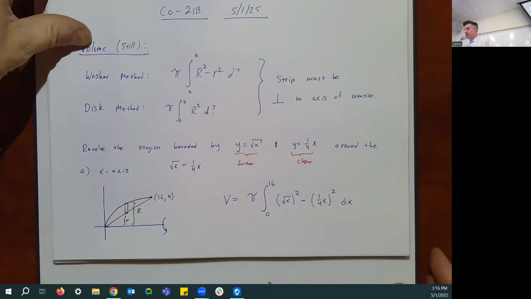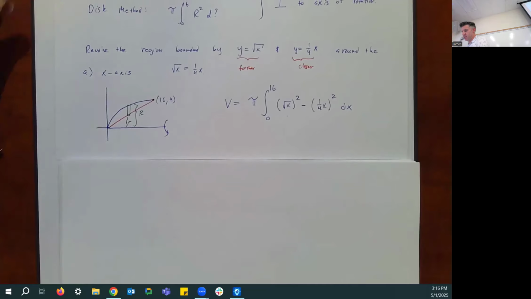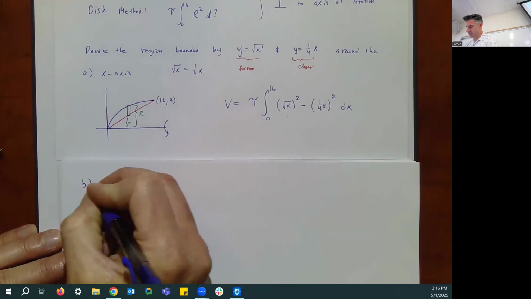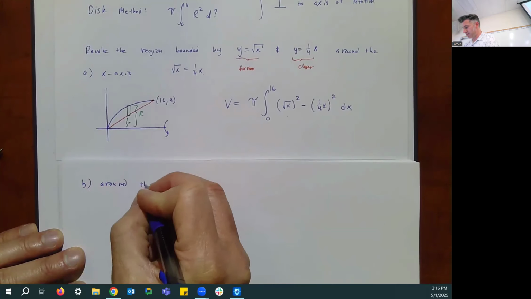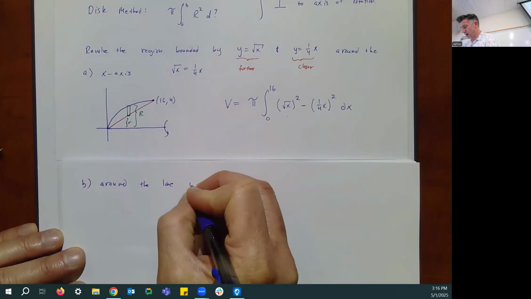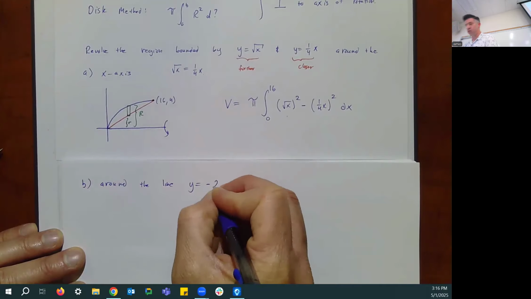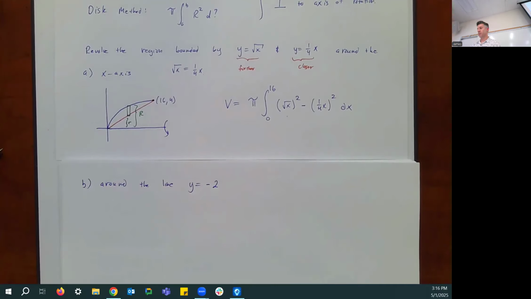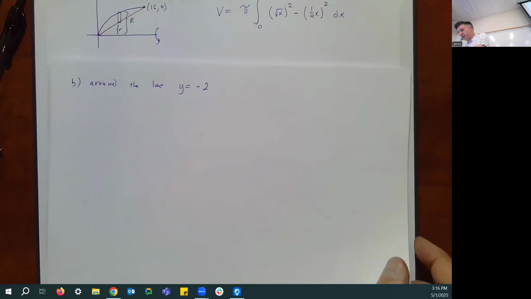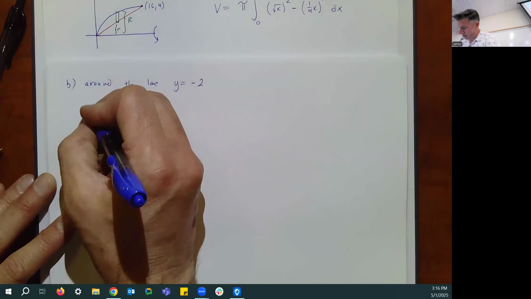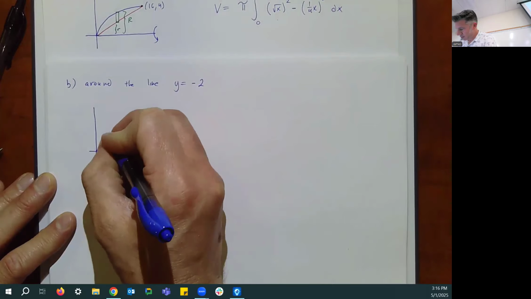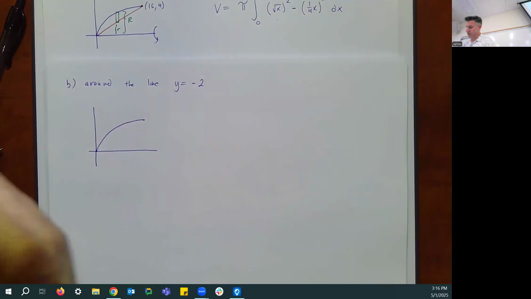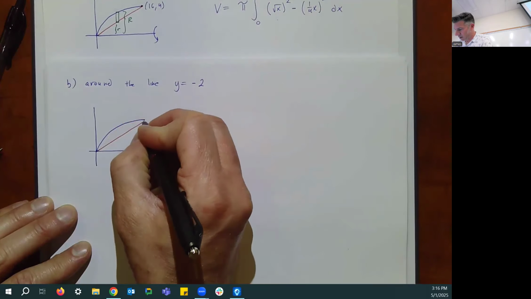Okay, let's look at the same region, but now we're going to revolve around the line y equal to -2. And I think I lied, because I'm going to draw it every time. Doesn't have to be perfect, just has to be approximately looking like the thing I'm working with.